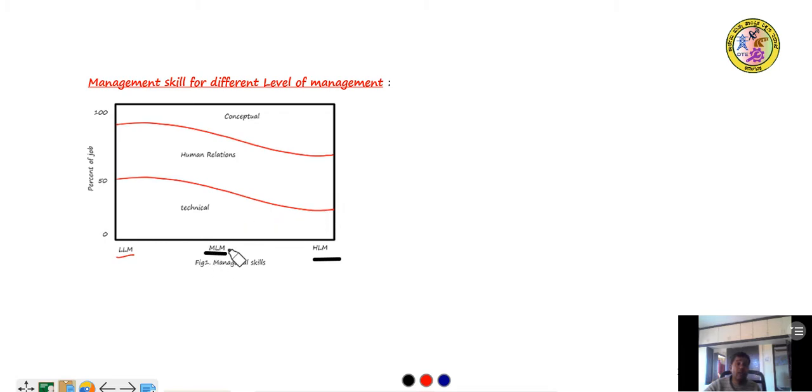For middle level management people, we require human relationships as well as technical skills. You can observe the graph. So all are of equal size. That means technical skills as well as human relation skills, both are required for middle level management. If you come to the top level management, the technical skills required, the percentage of job they are going to do, is less. That means the technical skill is very less for them, but conceptual skills are more.